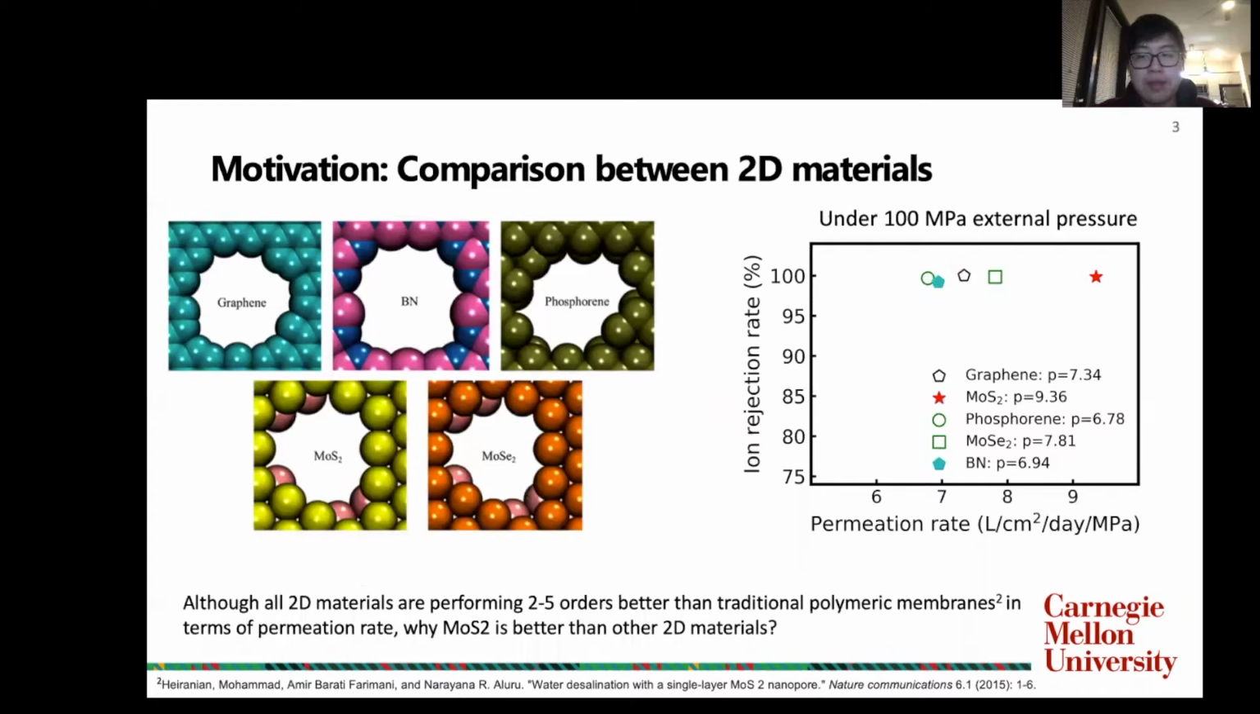The motivation behind this work is that based on previous research and our own results, we discovered that although all 2D materials perform 2 to 5 orders of magnitude better than traditional polymeric membranes in terms of the permeation rate, MoS2 has the highest permeation rate compared with other fellow 2D materials, including graphene, phosphorene, boron nitride, and MoSe2. So what is the physical reason behind the superior performance of MoS2? We used the molecular dynamics simulation method to study this problem.